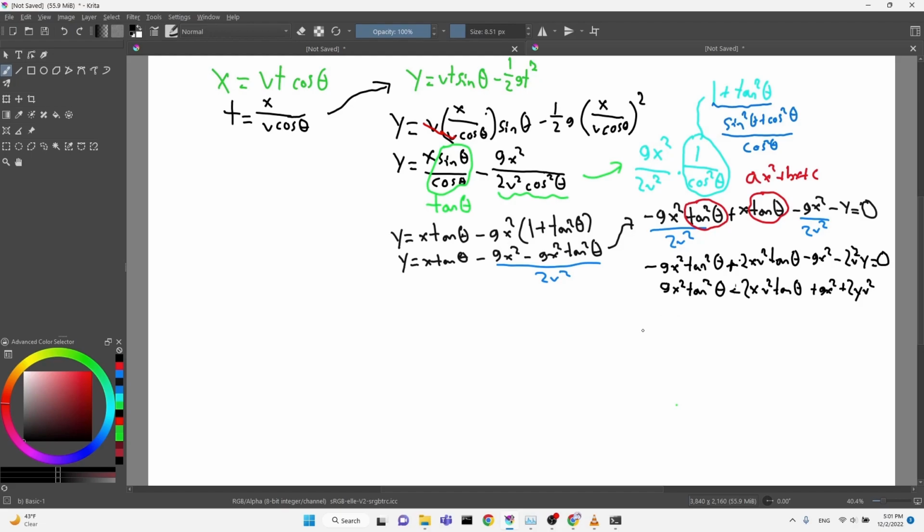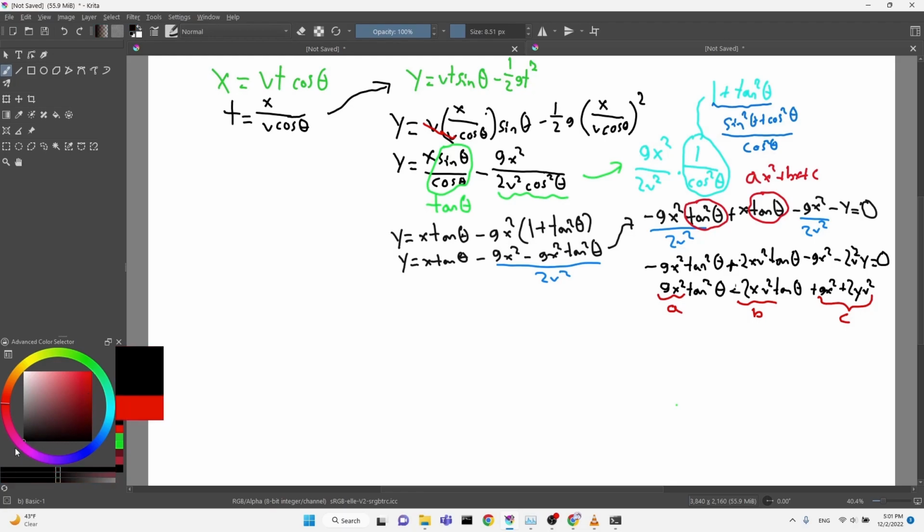Let's say, remember the quadratic formula? Negative b plus or minus the square root of b squared minus 4ac. Now, I'm going to label this quadratic real quick. So, you'll notice gx squared is our a value in this. Negative 2xv squared is our b. And this entire thing is our c value. Now, we can do some fun quadratic stuff.